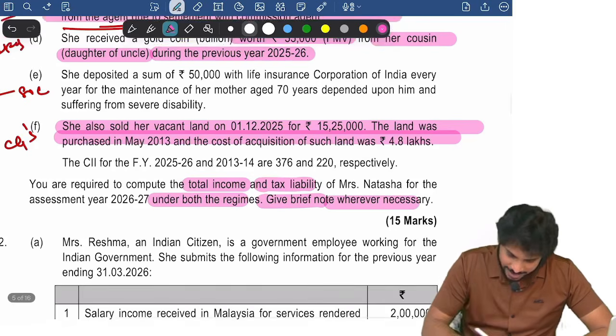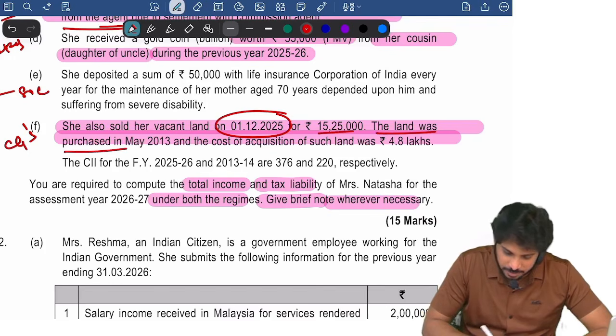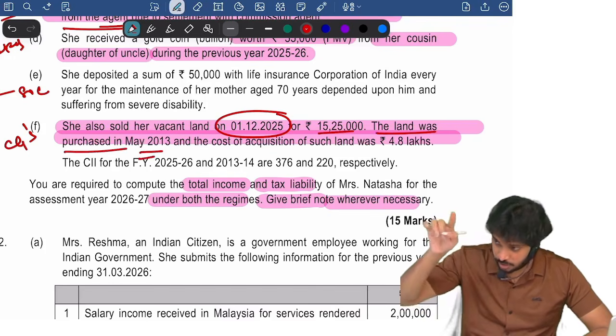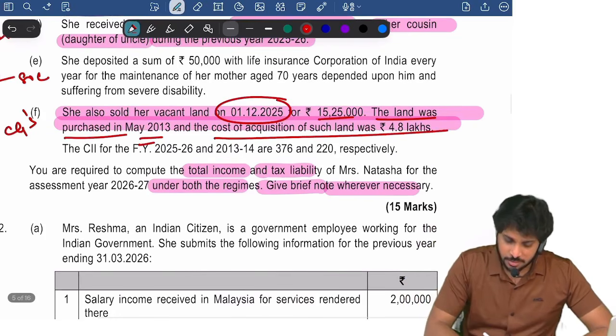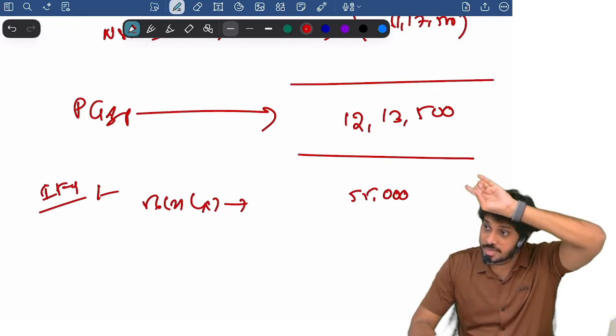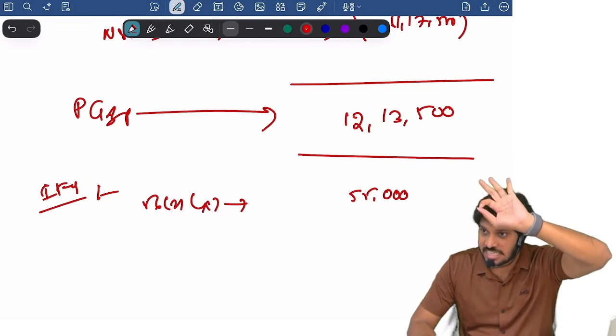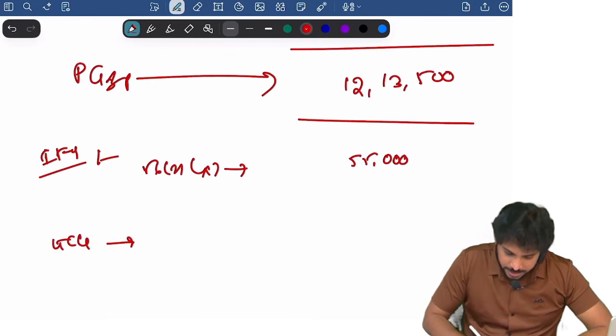She sold her vacant land on 1st October 2025 for 50,25,000. The land was purchased in May 13, before 23rd July 2024. Cost of acquisition 4.8. But remember, do not do indexation at this stage. You should do it at the time of tax computation stage, not at this stage. Yes or no? Capital gains, long term capital gain, how much?